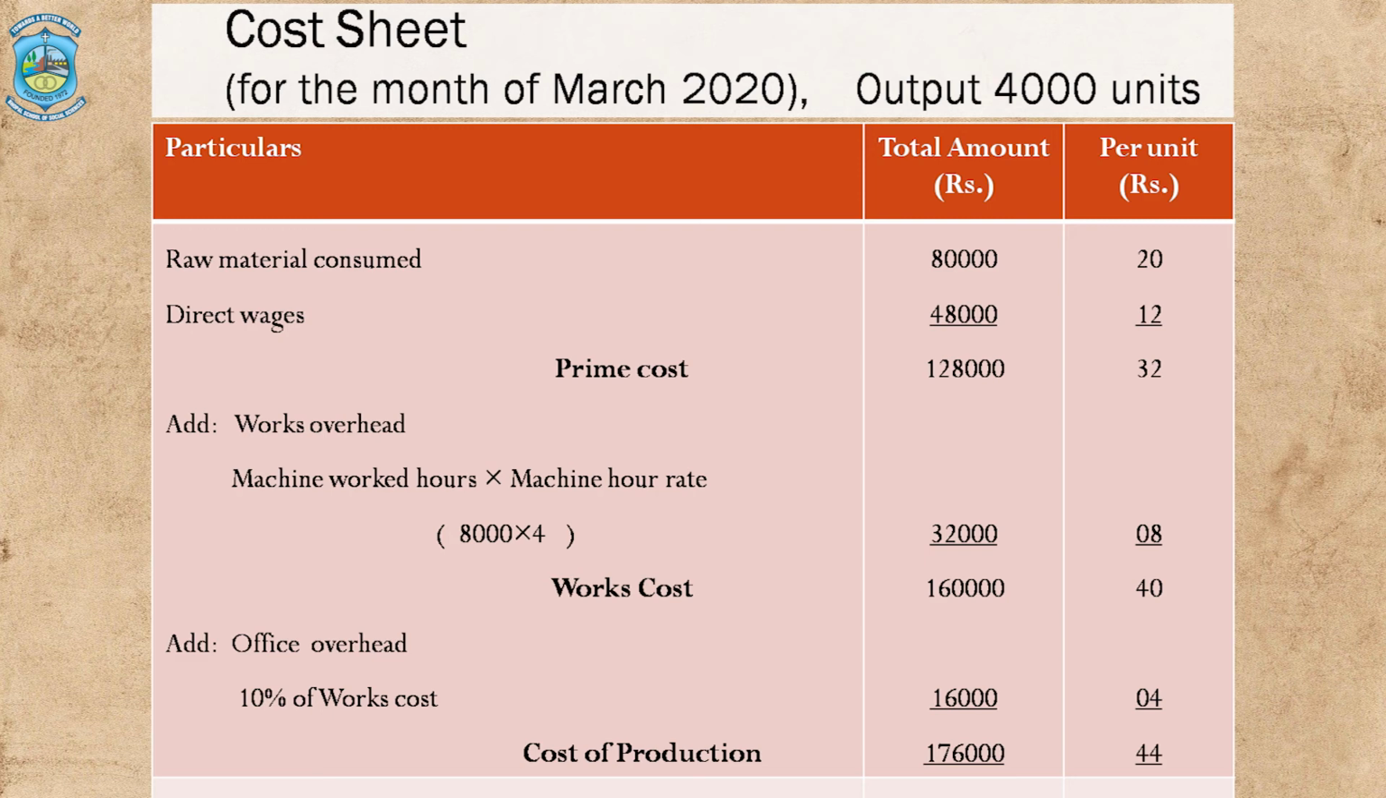Then to works cost we have to add office expenses or office overhead, which is given in the question as 10% of works cost. So, 10% of 1,60,000 rupees is 16,000. So, 1,60,000 plus 16,000 gives you the total cost of production, which is 1,76,000 in this particular question. Then 40 rupees is our works cost per unit and 4 rupees is office overhead per unit. So, 40 plus 4 is equal to 44. That means 44 rupees per unit is our cost of production.